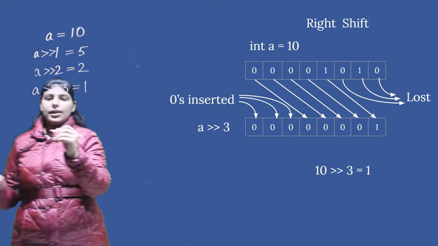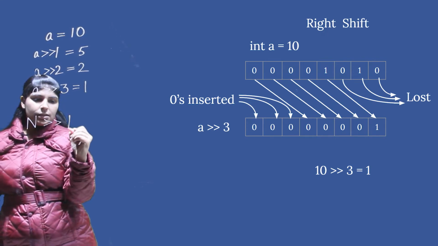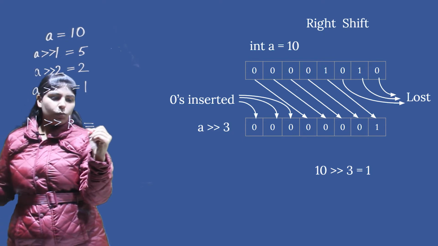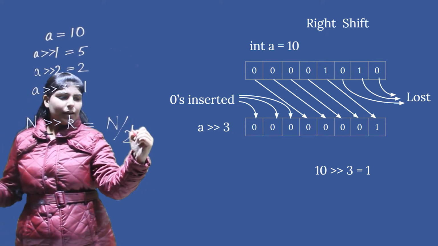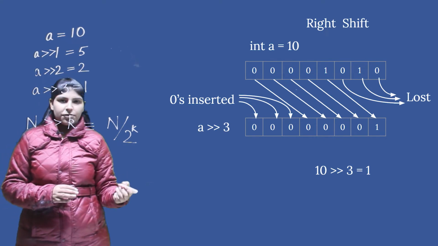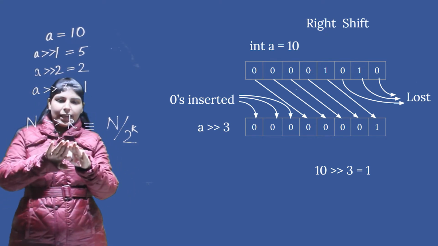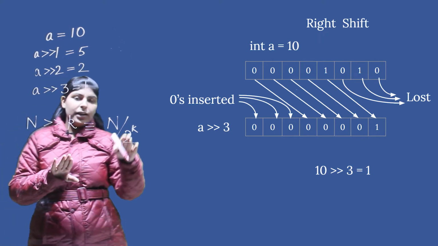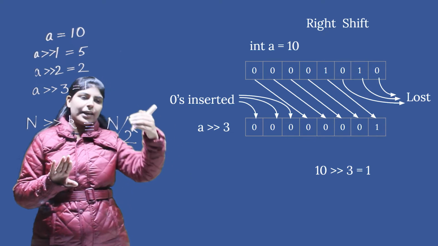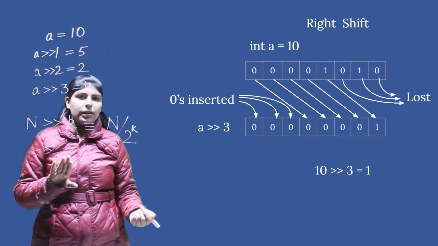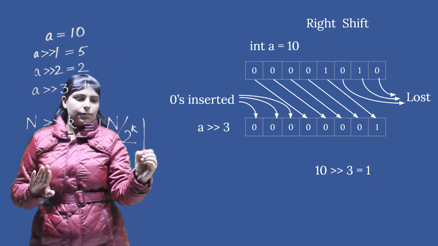Now you can see if I right shift n by k positions, this is equivalent to n divided by 2 raised to power k. Every time I right shift a number by 1, I divide it by 2. So if n is right shifted k times, it will be divided by 2 k times. So I will get n divided by 2 raised to power k, and I will get the floor value of this.